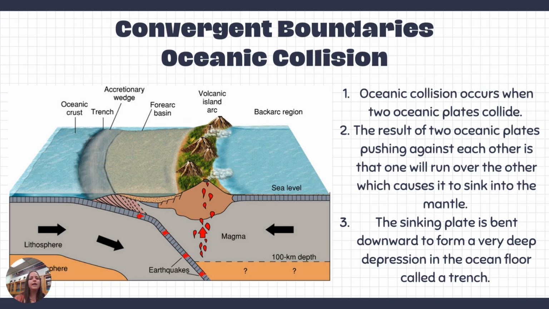When we look at oceanic collision, where two oceanic plates collide, a lot of different things start happening. Oceanic plates are made up of basalt, they're heavier, and so we have two dense things pushing together, and one of them is going to eventually sink down. When that happens, we have earthquakes, of course. We have a trench being formed where the two plates are meeting.